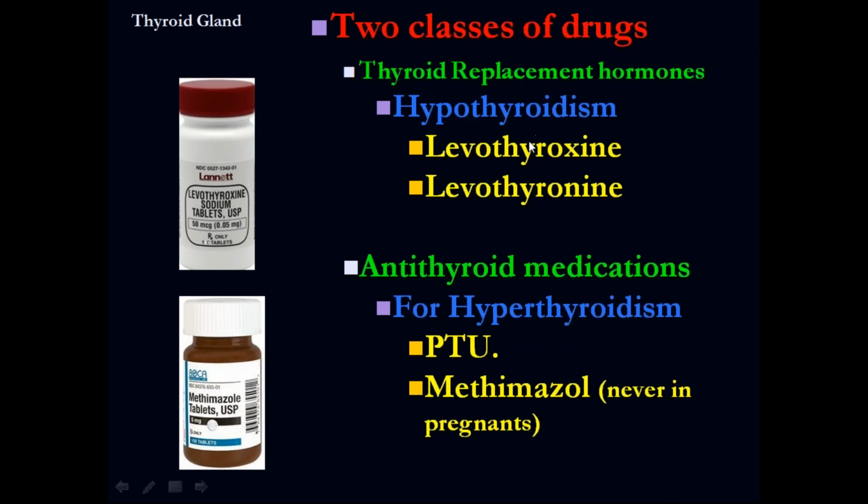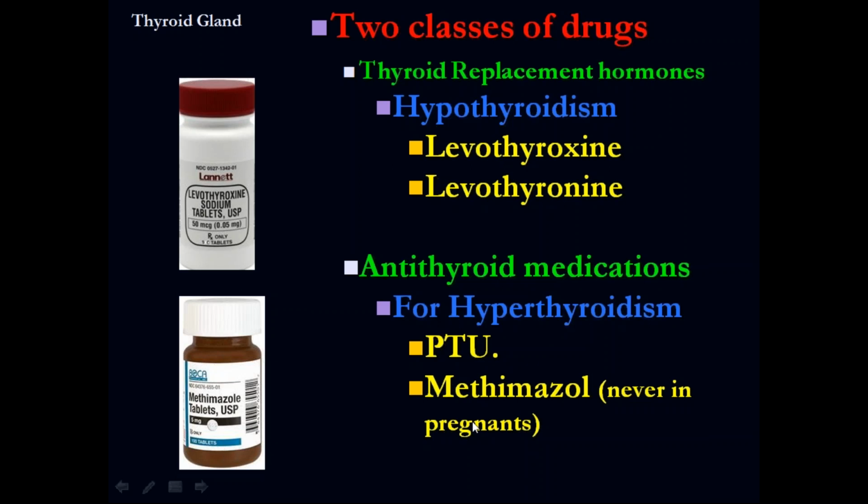All right, so that is hypothyroidism. You are going to give thyroid hormones to the patient with hypo. In hyper, you will have PTU, propylthiouracil, and methimazole.